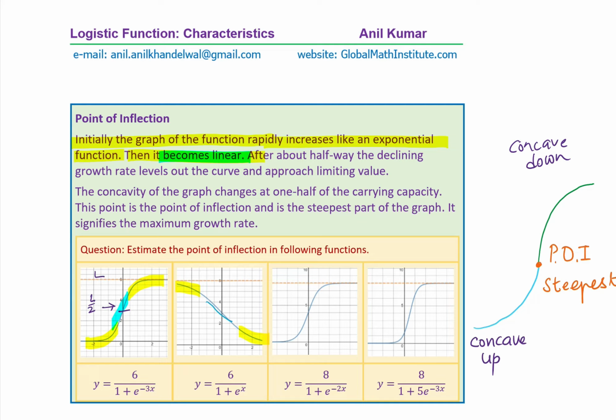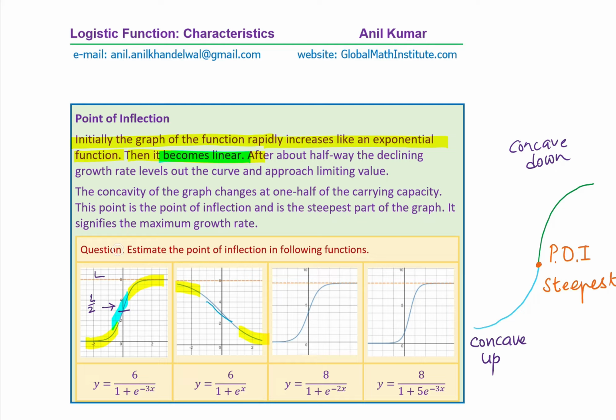As you can see here, the concavity of the graph changes at one half of the carrying capacity. This point is the point of inflection and is the steepest part of the graph. It signifies the maximum growth rate. Clear? I'd like you to take a moment and correlate these graphs with the equations given here. That's a very important exercise.